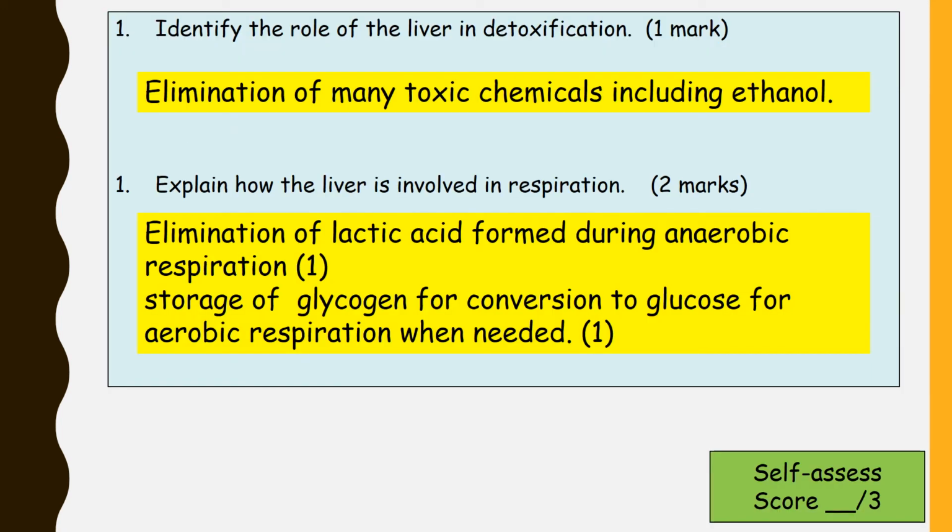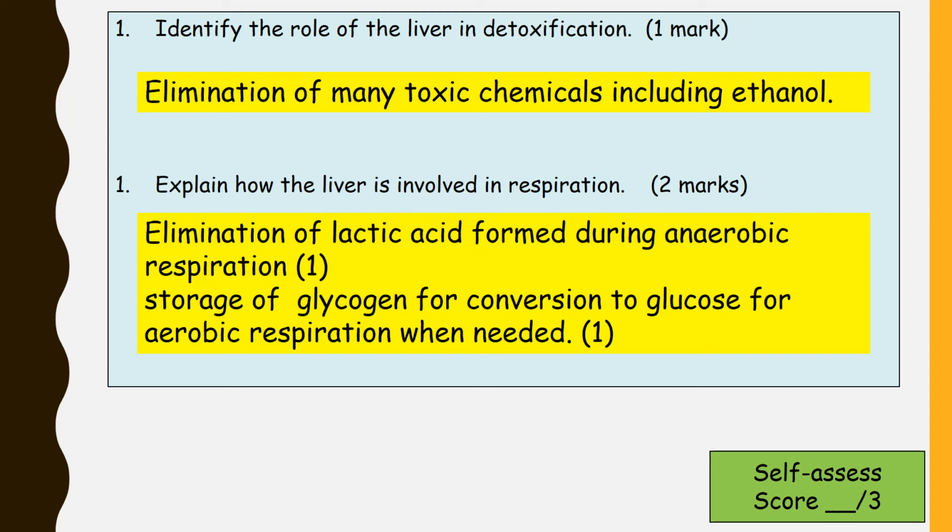So for identifying the role of the liver in detoxification, if you said anything about removing toxic or poisonous chemicals such as ethanol, you don't have to give an example, but if you did put it in there, well done. That is the role in detoxification, getting rid of the toxins. Look at the word detoxification. D, taking away toxic substances for toxification.